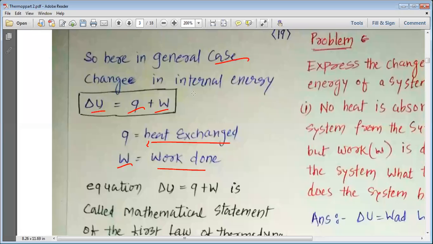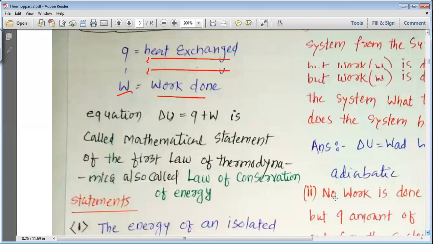Now when we think about the general case, my dear students, we come to know that the change in internal energy is brought about by doing some work and at the same time by exchanging some heat. The change in internal energy depends upon the work done, and at the same time it depends upon the heat exchanged. That means either heat is absorbed or heat is released.